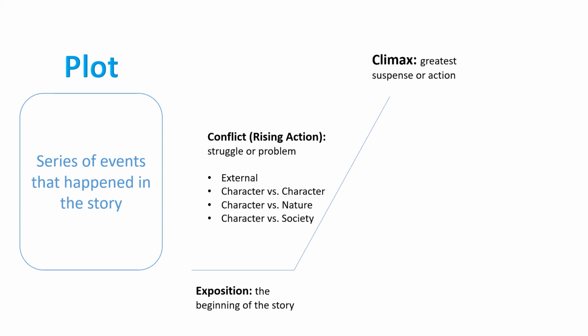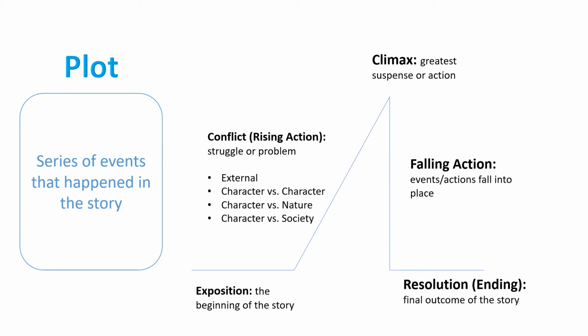Next is climax. This is the most exciting part of the story, where the conflict is being tried to resolve through confrontation. The fourth is falling action. These are the events that happen after the climax, in which usually the resolution to the problem begins. The last one is resolution. It is the final outcome of events in the story, which usually is known as the ending.